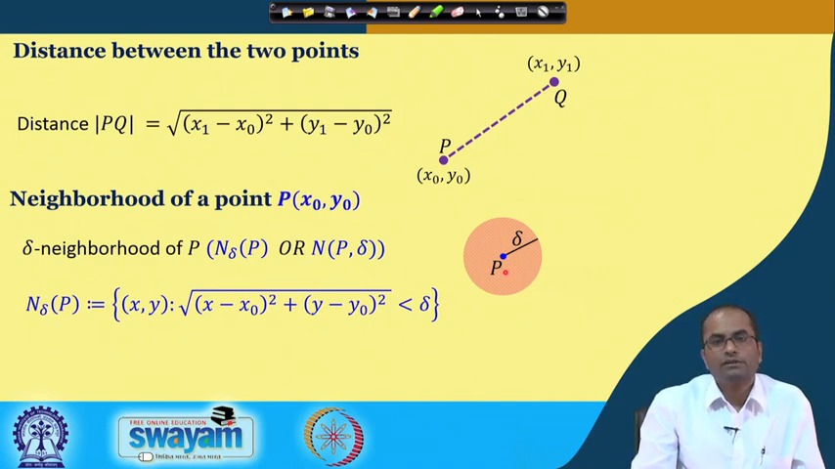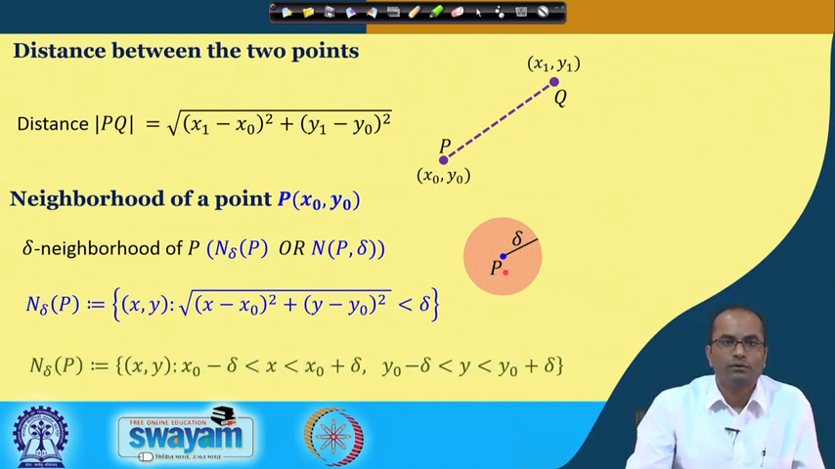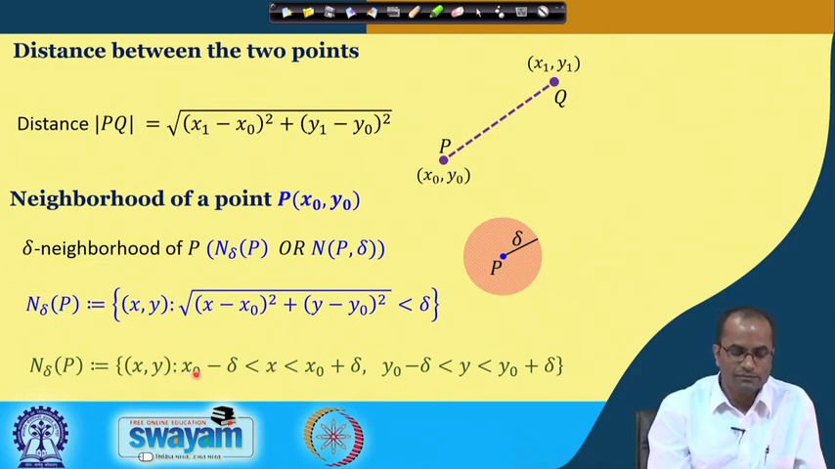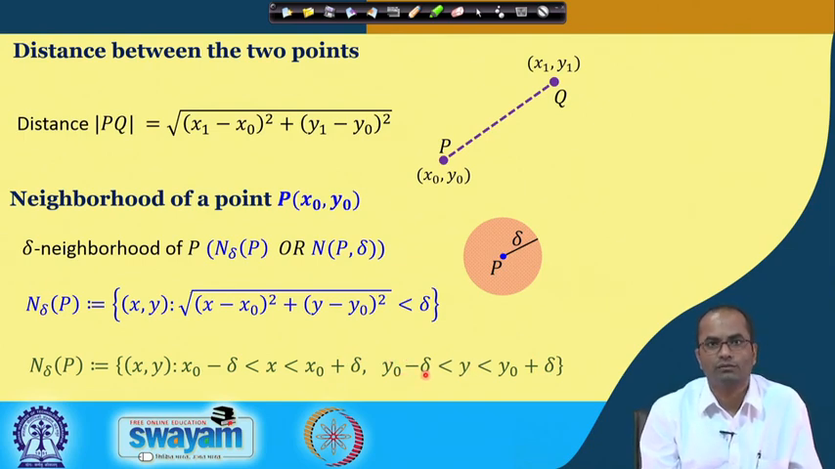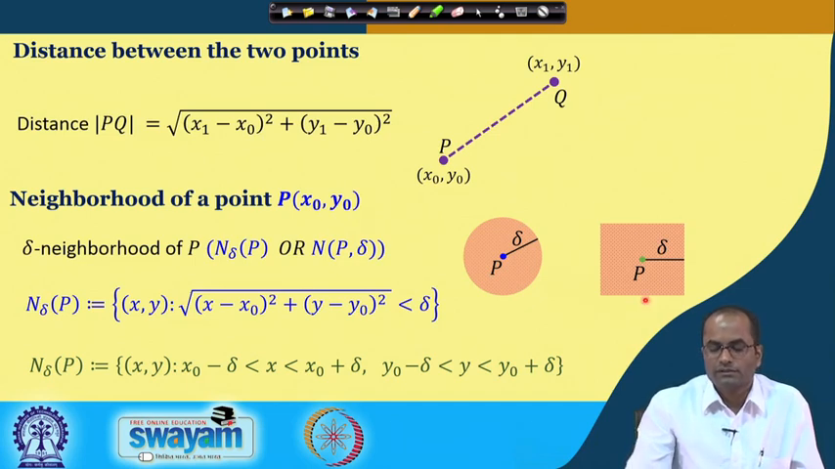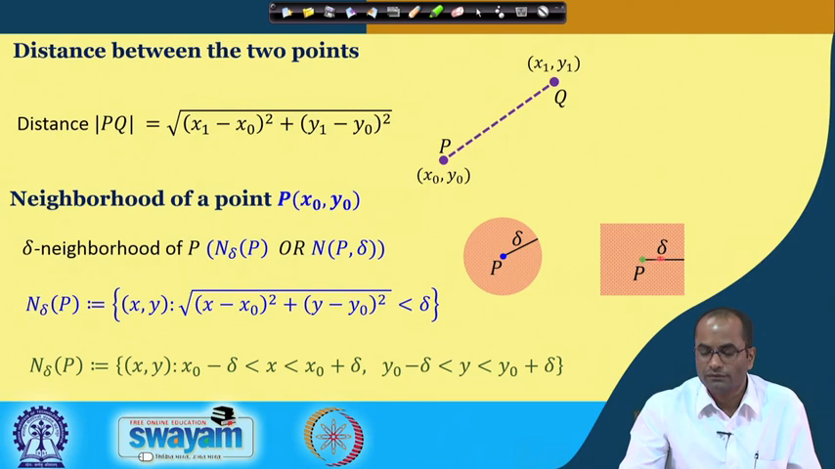This is the most common definition for the neighborhood, but we can also introduce the neighborhood as the square around this point P, introduced by x which lies between x0 minus delta and x0 plus delta, and y also lies between y0 minus delta and y0 plus delta. This is represented by this square here, where half of the side is delta and P is the point.